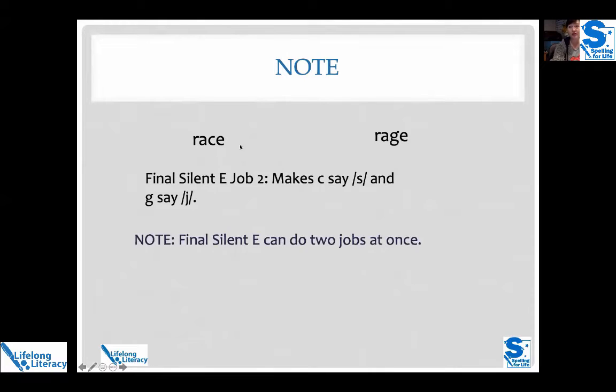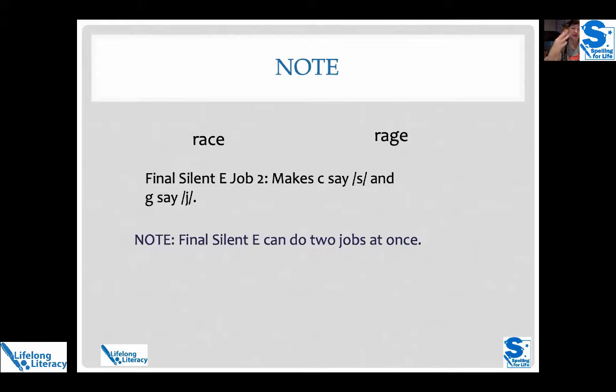But also, final silent E is making that A say its name. If I took away the signal from race, the word would be rack. If I took away the final silent E signal from rage, the word would be rag. So final silent E can do two jobs at once. It can provide two signals. That's something else you should know about it.